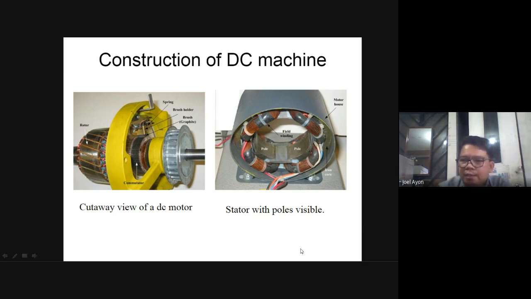Questions so far, class? Clarifications? I hope you can now distinguish, since the AC motor and DC motor are offered concurrently, the difference between the AC motor and the DC motor. Okay? Questions so far? Clarifications? So, if none, let's continue.